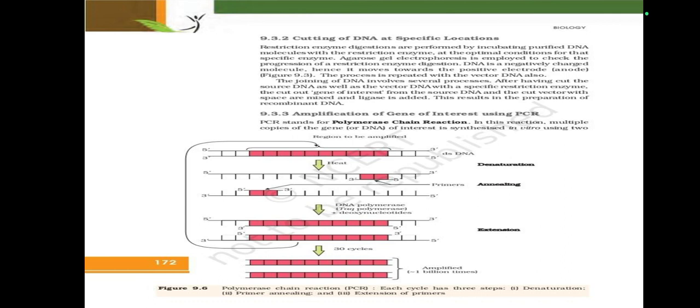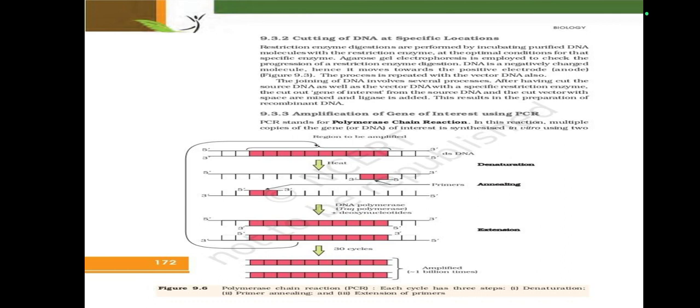9.3.2 Cutting of DNA at specific locations. Restriction enzyme digestions are performed by incubating purified DNA molecules with the restriction enzyme at the optimal conditions for the specific enzyme. Agarose gel electrophoresis is employed to check the progression of restriction enzyme digestion. DNA is a negatively charged molecule, hence it moves towards the positive electrode, as in figure 9.3. The process is repeated with the vector DNA.